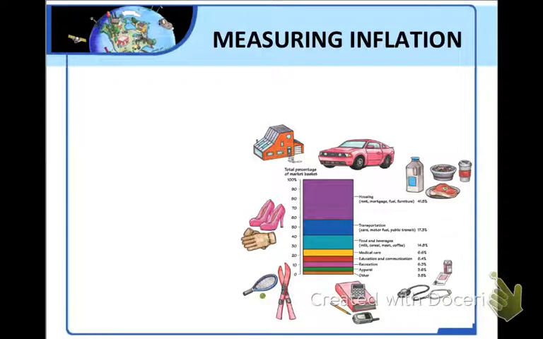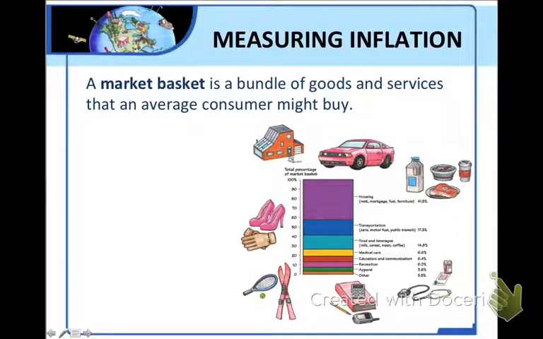To determine the CPI, the government compares the cost of the market basket in the current month with its cost at a time in the past that has been selected as a benchmark, and we call that the base period.